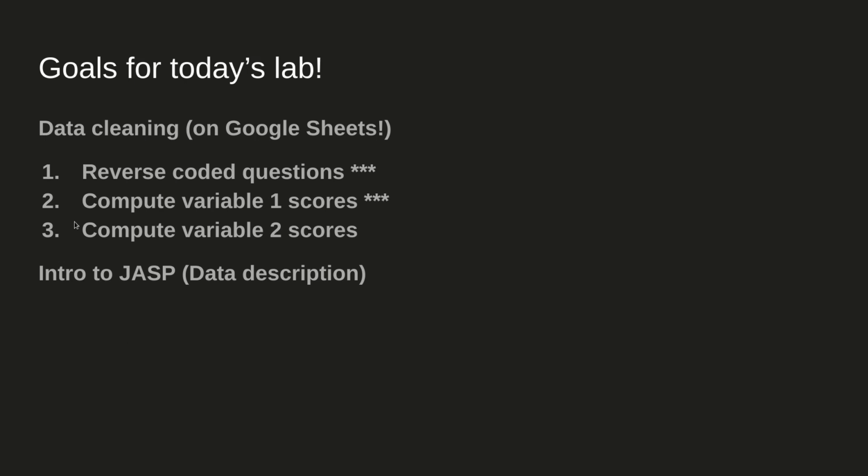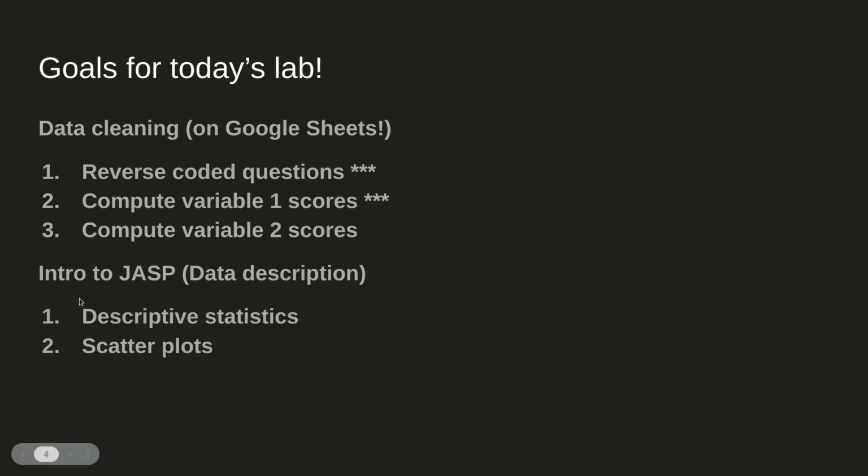And well, finally, after we have already computed our scores for variable 1 and variable 2, we are going to be moving to JASP. We're going to be loading our data to JASP, and we're going to be doing some general data description. We are going to be obtaining some general descriptive statistics that are going to allow us to describe the general characteristics of our sample, as you might have guessed, by using the demographic information they provide. And we're also going to learn how to obtain some basic scatter plots to visualize the possible relationship between the scores that I obtain across my variable 1 and my variable 2.